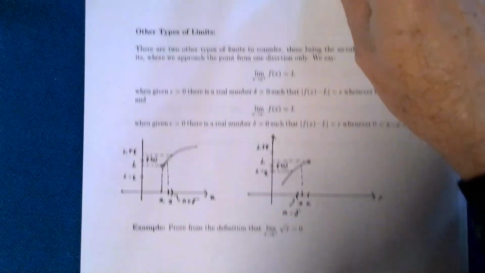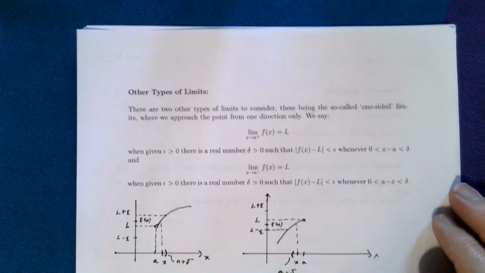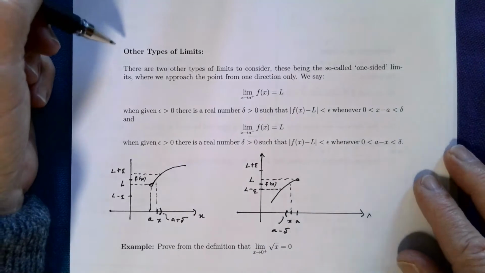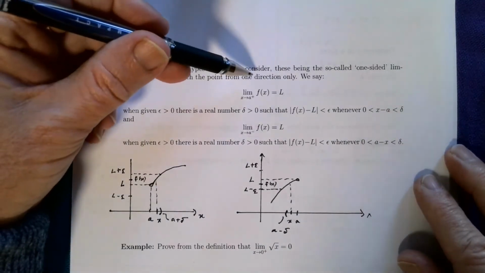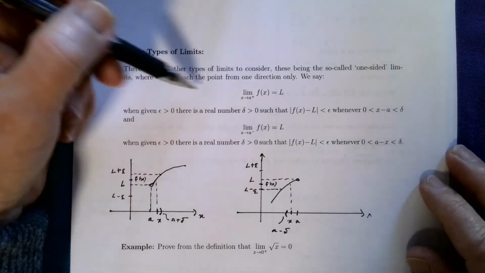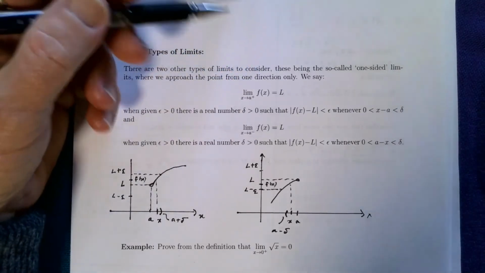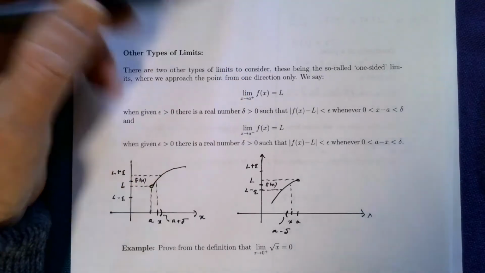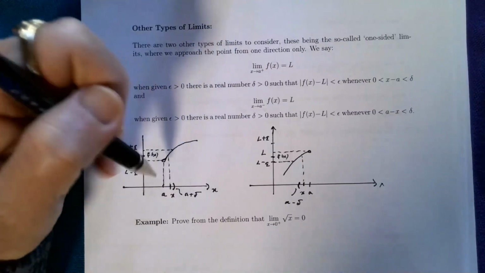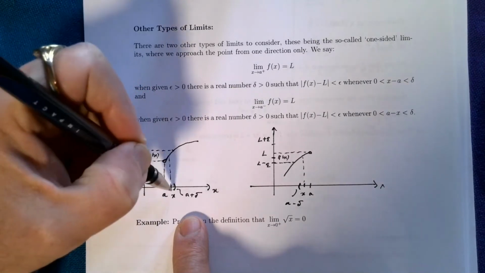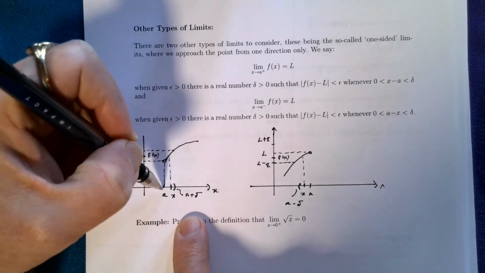Now we're going to have a look at some other types of limits. So there are 2 other types of limits we need to consider. These are the so-called one-sided limits, where we approach the point from one direction only. Up till now we've been looking at limits that go from either side. So we're going to look at limits firstly from what's called above. So forget the epsilons and deltas business for the moment. What we're thinking about, we've got a function here, and we're approaching this point A from this side.